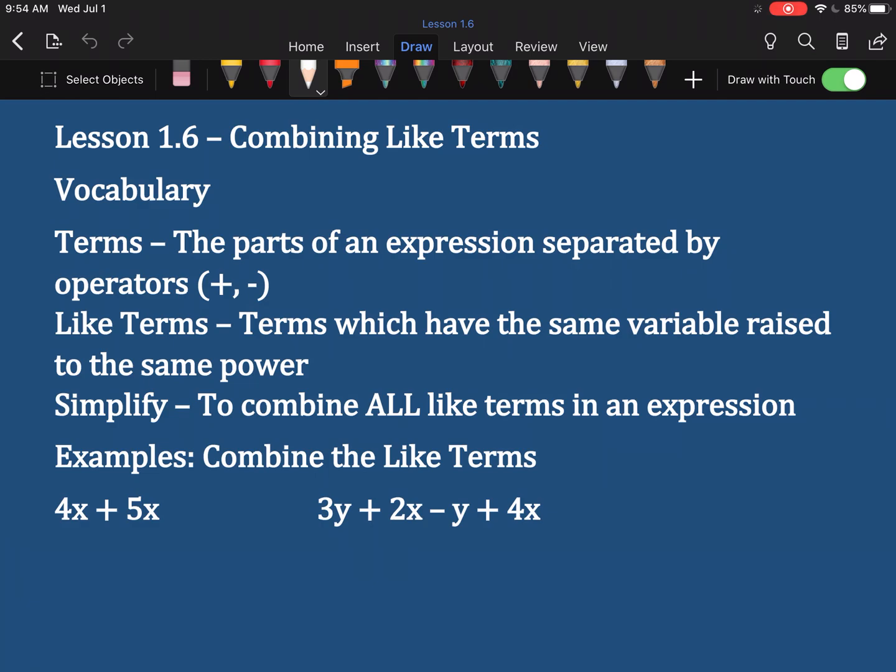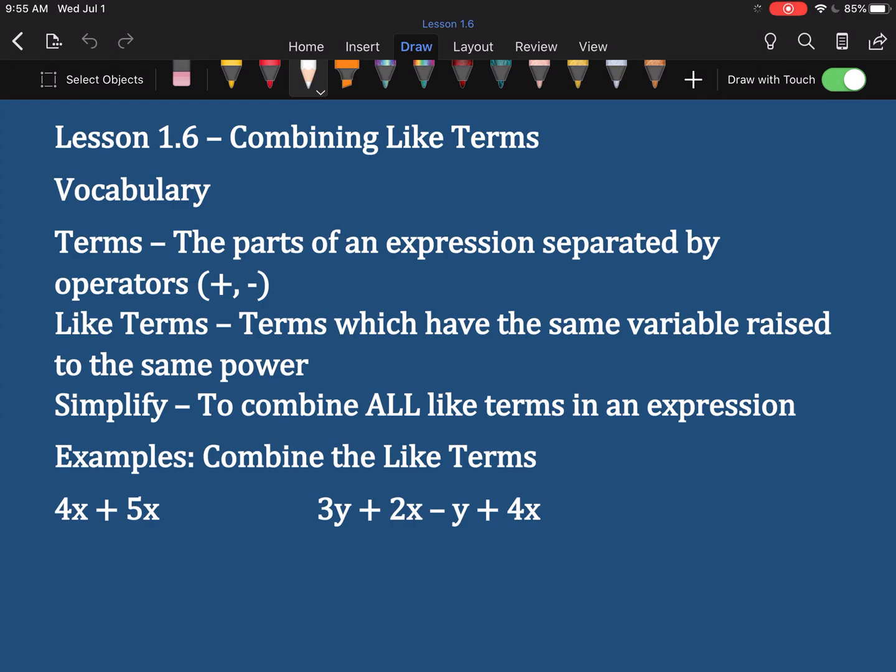The whole second part of that won't be too awfully important for quite a while, like chapter 13, I think, is when it'll come into play for us this year. Definitely next year in Algebra 1. So like terms have the same variable. And simplify means to combine all like terms in an expression.